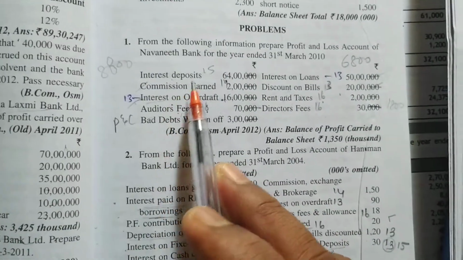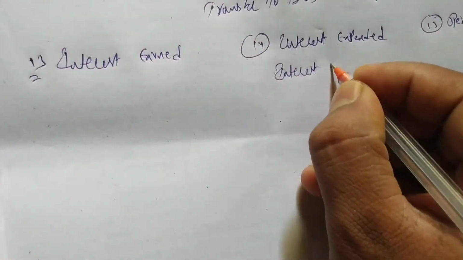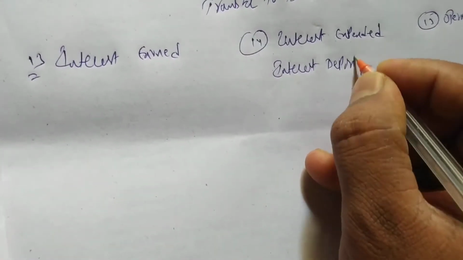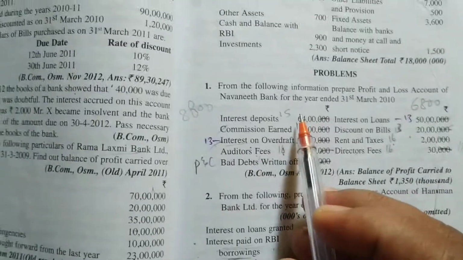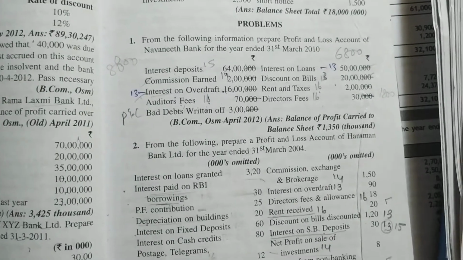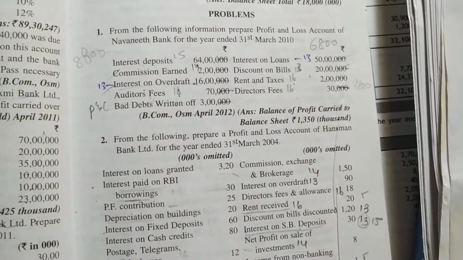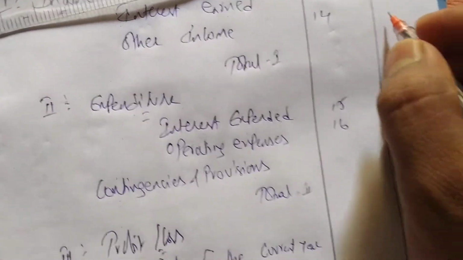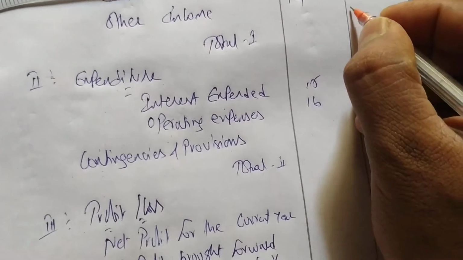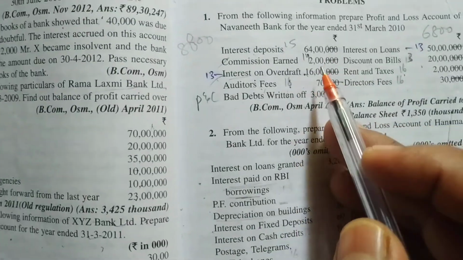So first is what? Interest on deposits. Interest on deposits means we'll write under interest expended. Payments, we have to write under payments, so I'm striking off 3 zeros, I'm writing 6400. Commission earned, we are earning commission, that we will write under other income. So we'll directly go to the other income and we'll write commission earned directly here, because we are having only one item for other income, 200. 30 strike off, right? 200.